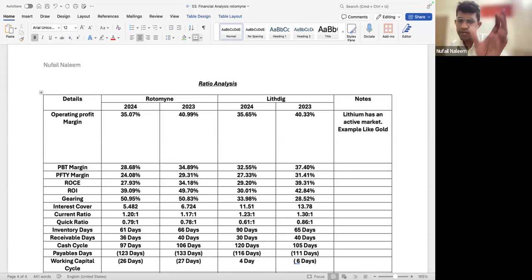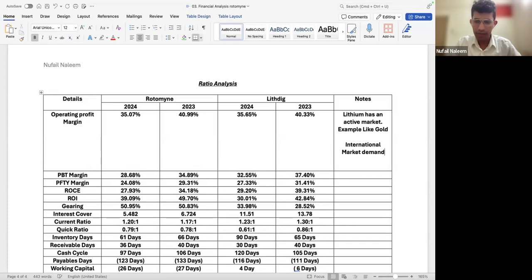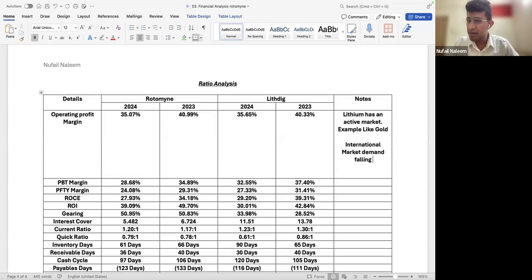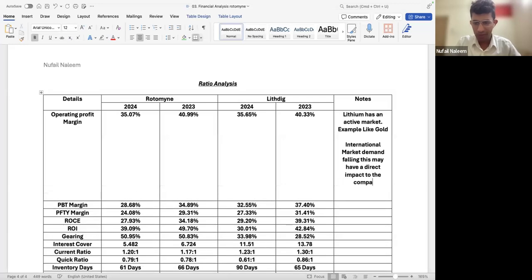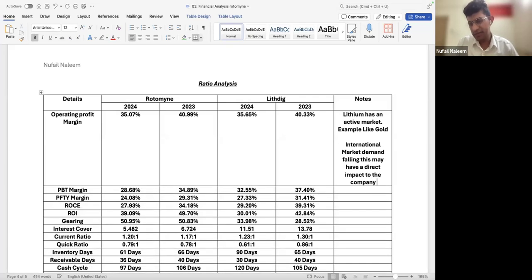You can see, right? From 23 to 24, the revenue is falling down and the margins are also falling down, students. The reason behind that is, students, international market. So I'll write down here, international market demand falling. This may have a direct impact to the company. Are you clear with that perspective, students? Can I quickly get a confirmation from you all in the chat box, if you are understanding this perspective in this case? I hope, yeah.